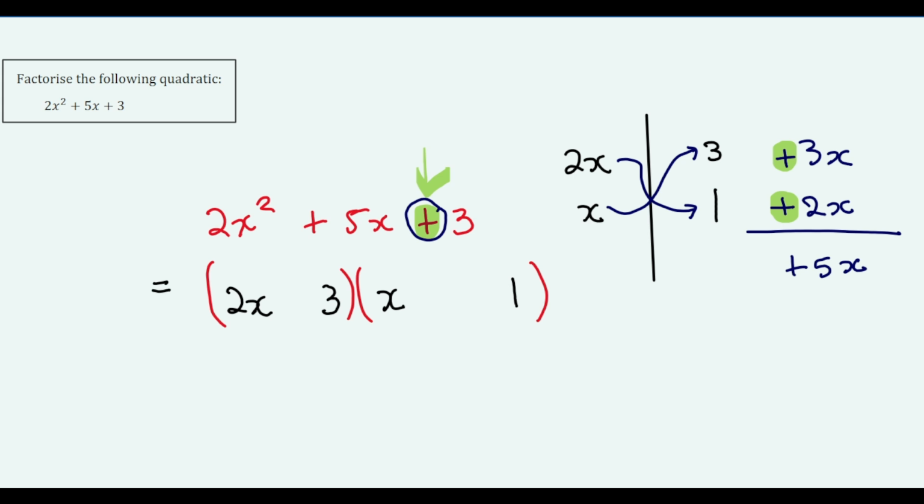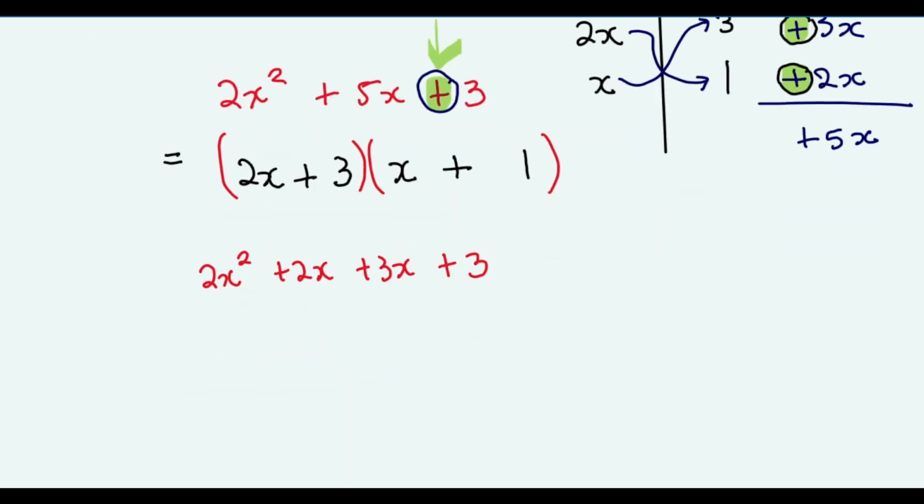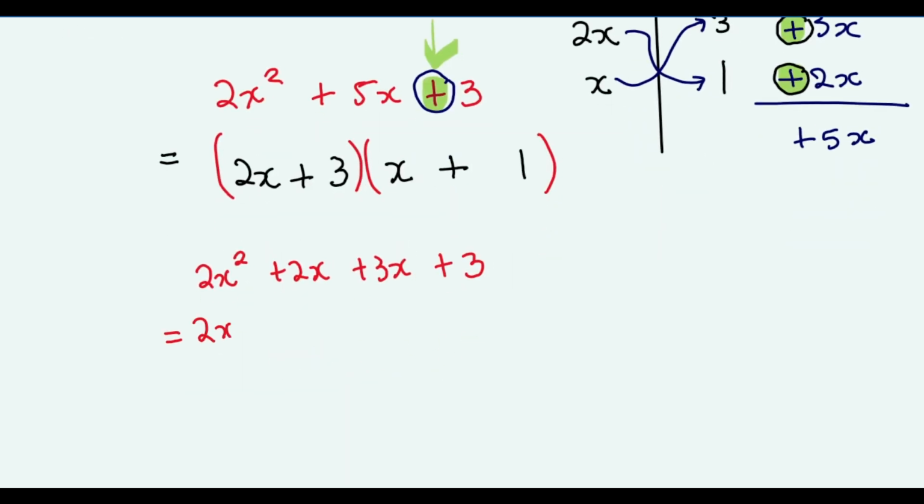So I kind of imagine that these two go together. These two multiply together and we put a positive in front of them. So it's positive 3x and the remaining sign is positive. So I write that in the other bracket. If you multiply out these two brackets, you'll have 2x squared plus 2x plus 3x plus 3, and 2x plus 3x is 5x.